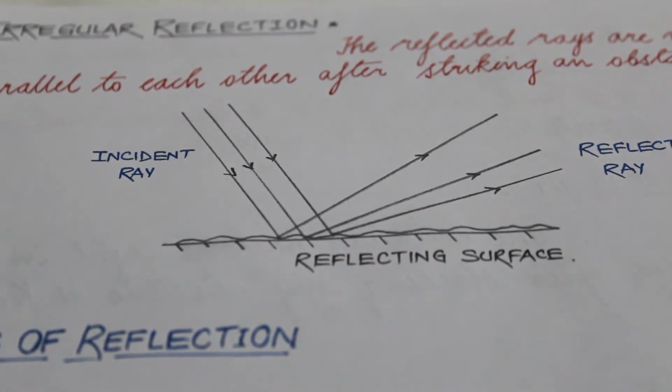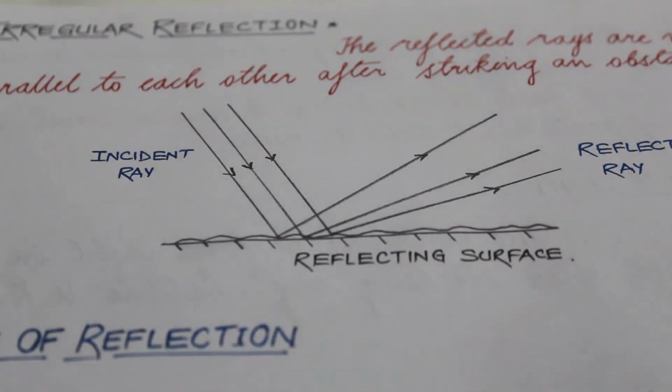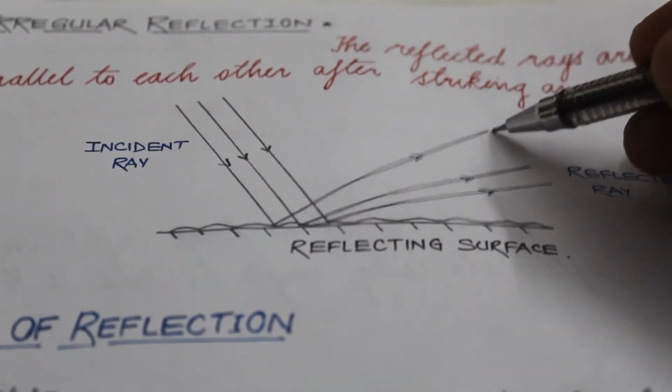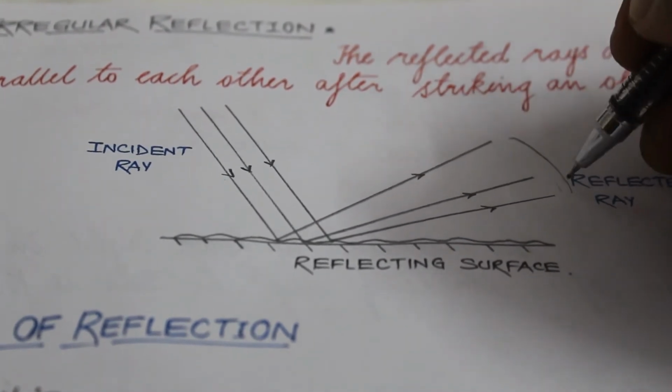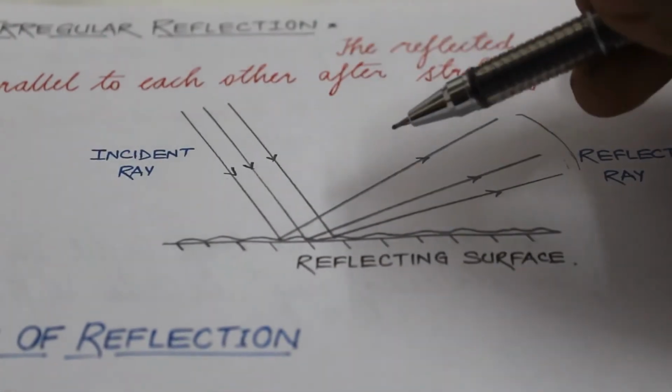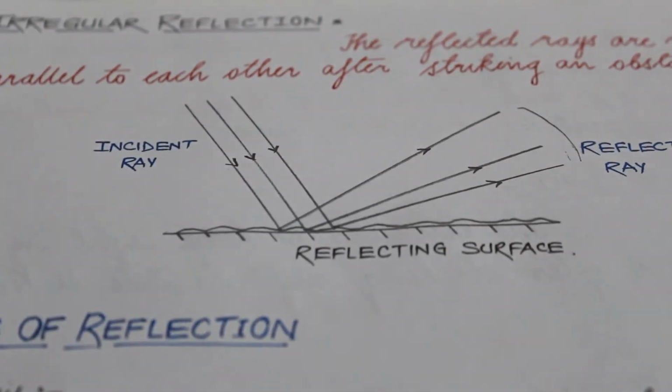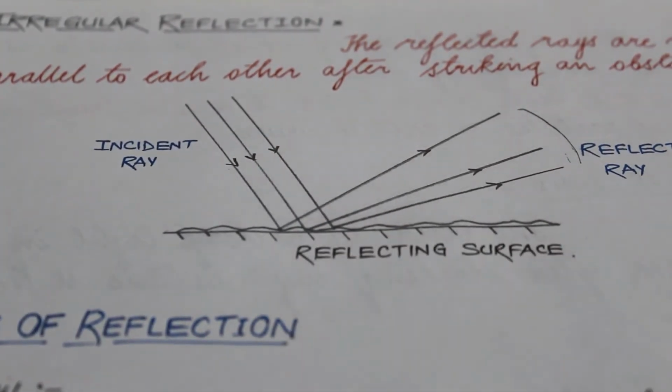Such type of reflection is known as irregular reflection. In the present world, in our surroundings, almost all reflections are irregular reflection. As you can see, this is a field of vision. It means if a person is standing in this particular area, he can see this surface. But in case of regular reflection, this field of vision decreases.